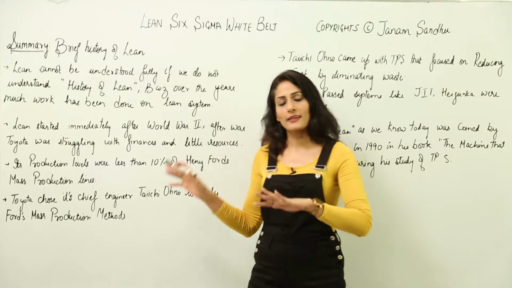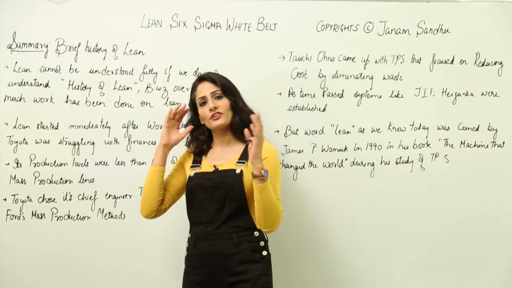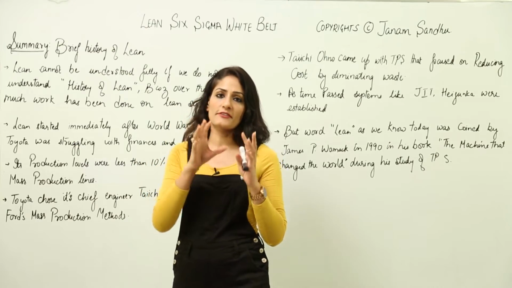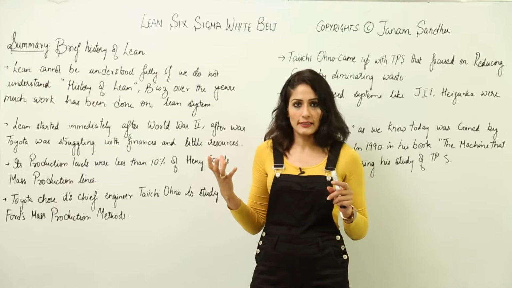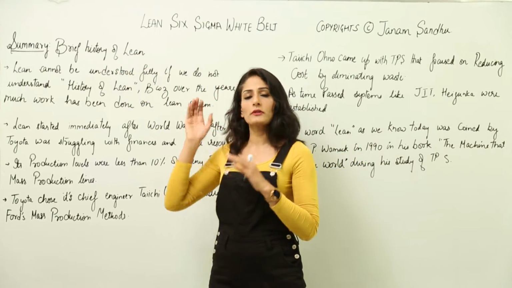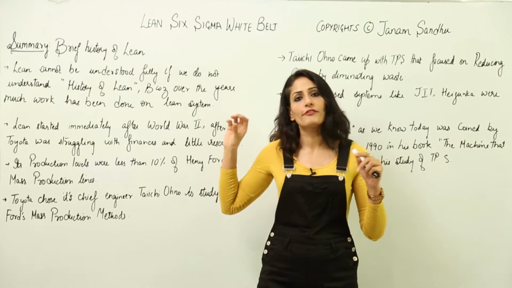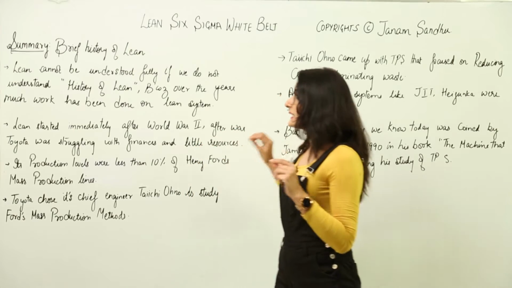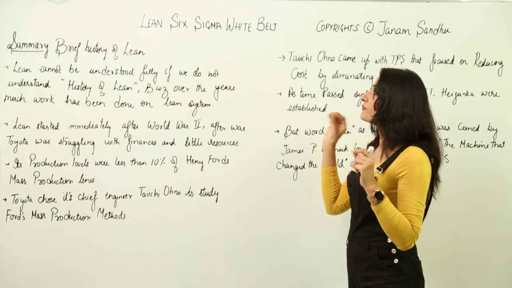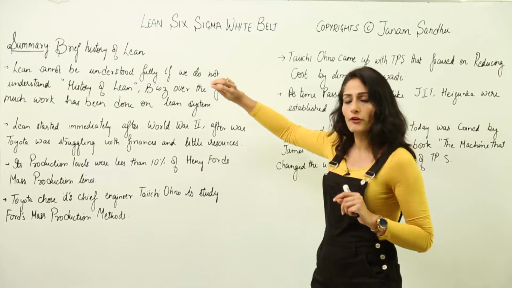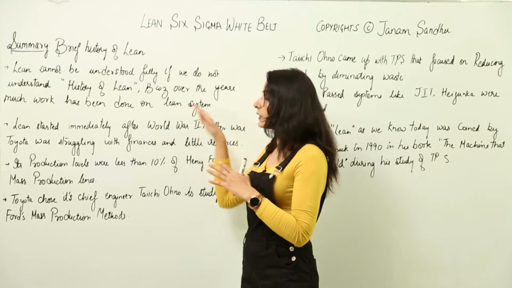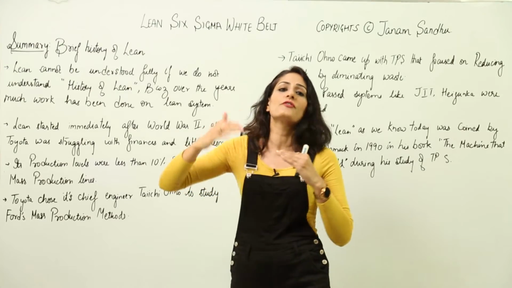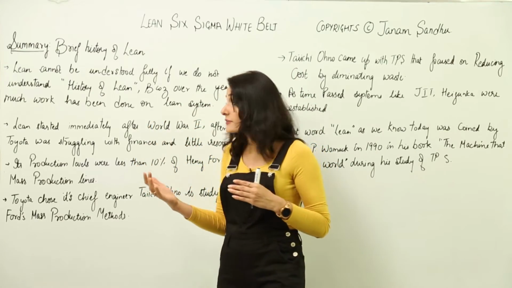Now that you understand the TPS system, I'll summarize this complete first part of our section 2, that is understanding Lean, by discussing the history of Lean in brief, right? Lean cannot be fully understood if we do not understand the history of Lean, because over the years much work has been done on Lean systems. So the system has developed gradually over the years, right?